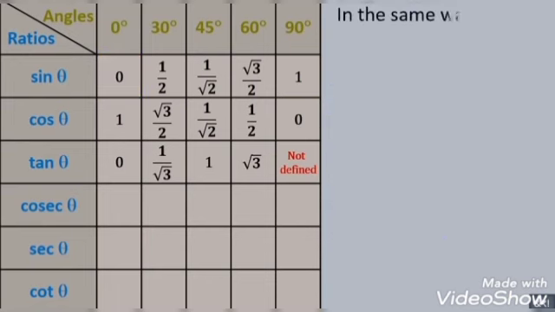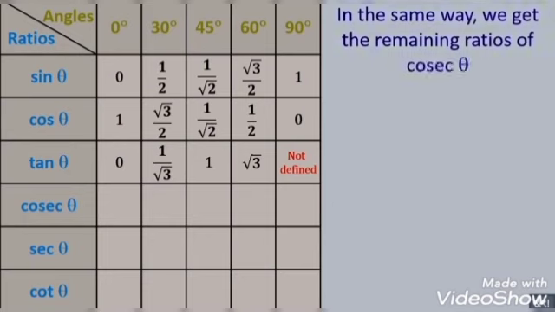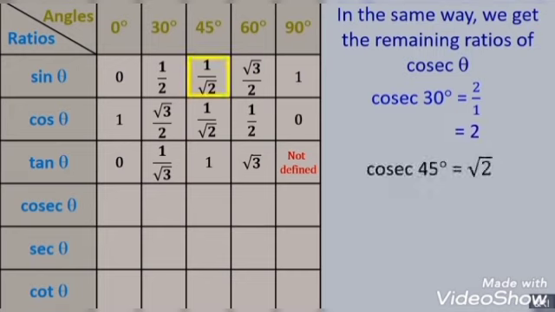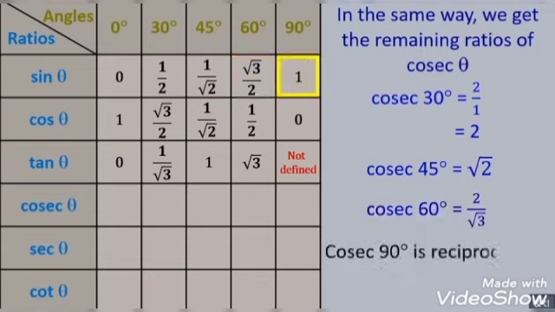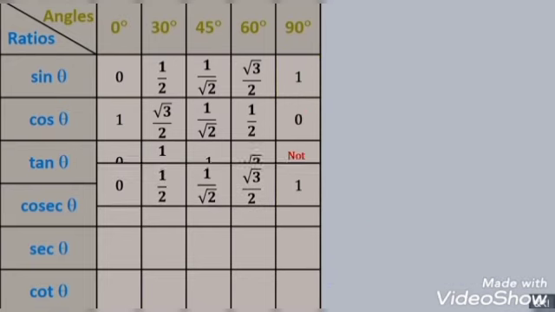In the same way, we get the remaining ratios of cosec theta. Cosec 30 is equal to 2 by 1, which is 2. Cosec 45 is equal to root 2 and cosec 60 is equal to 2 by root 3. And cosec 90 is the reciprocal of 1, which is equal to 1.